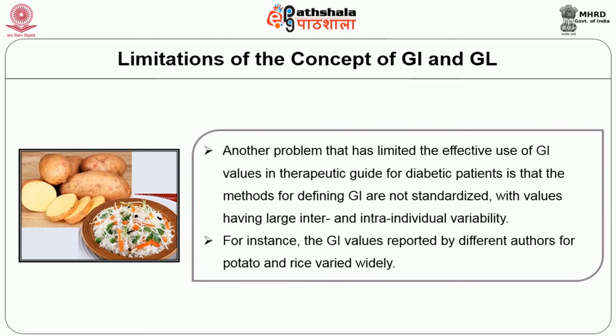Another problem that has limited the effective use of glycemic index values in therapeutic guides for diabetic patients is that the methods for determining the glycemic index are not standardized, with the values having larger inter- and intra-individual variability. For instance, the glycemic index values reported by different authors for potato and rice varied widely.